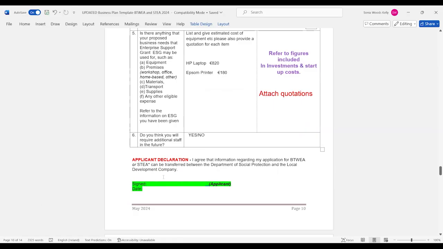So if you're in agreement, you can sign here and a digital signature can be included here. And you also need to include a date and just make sure that it's the date that you're submitting the final draft of your business plan. So that's the first signature.